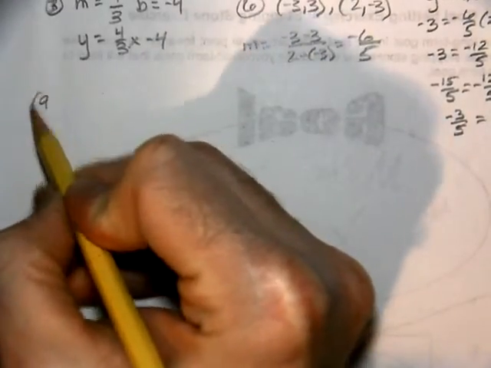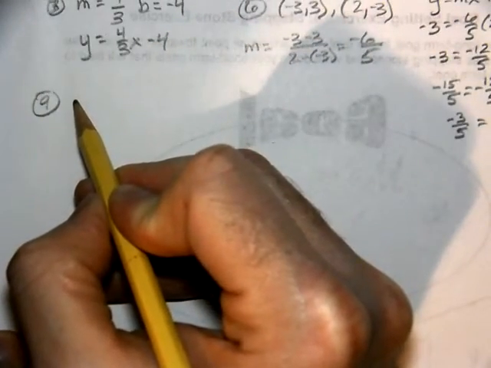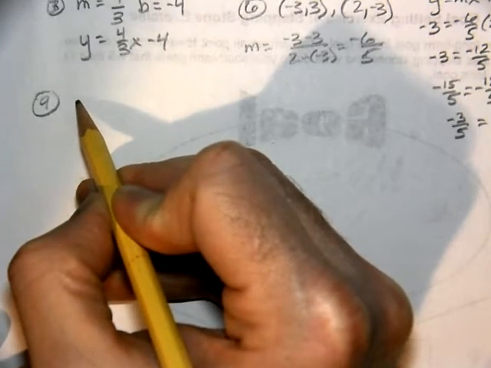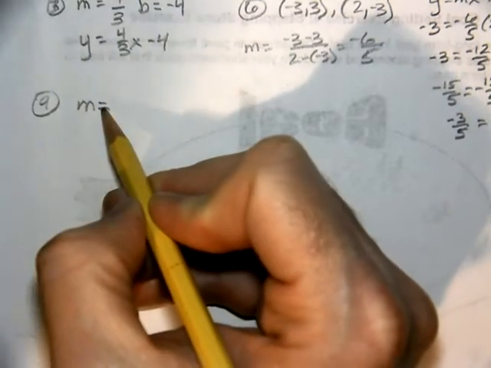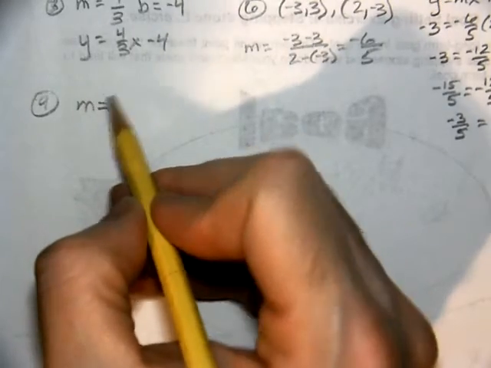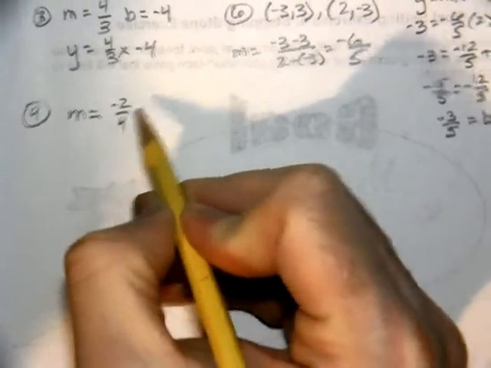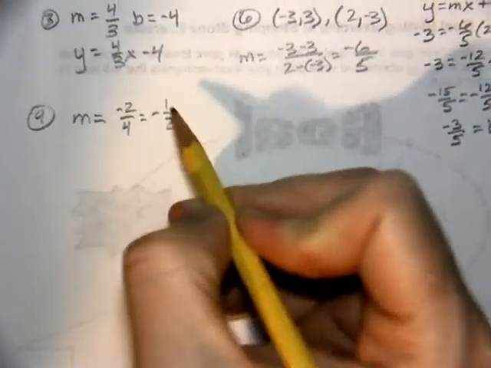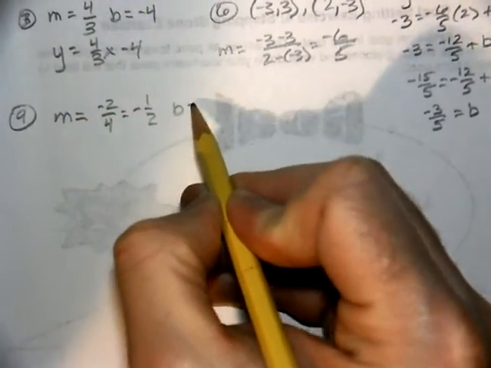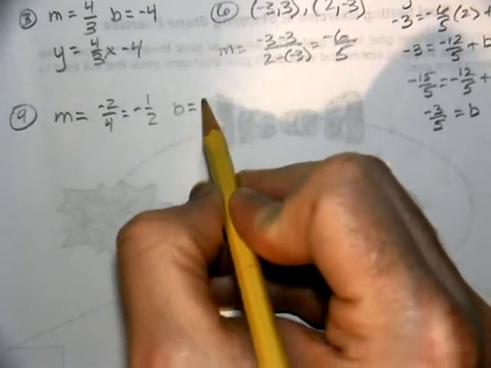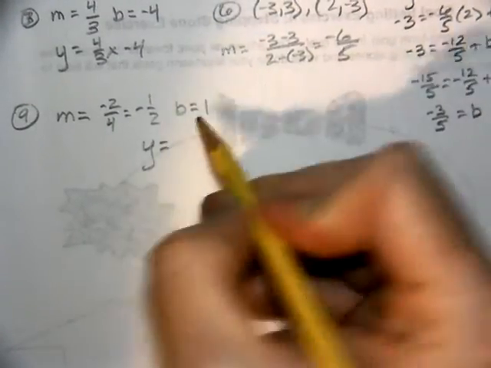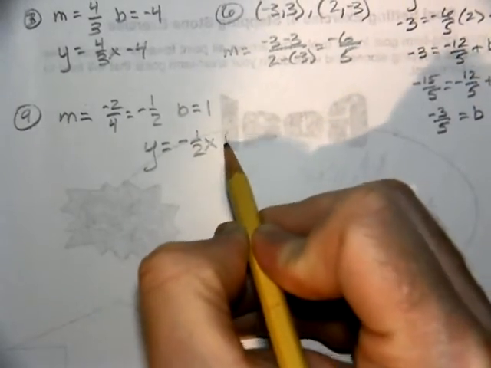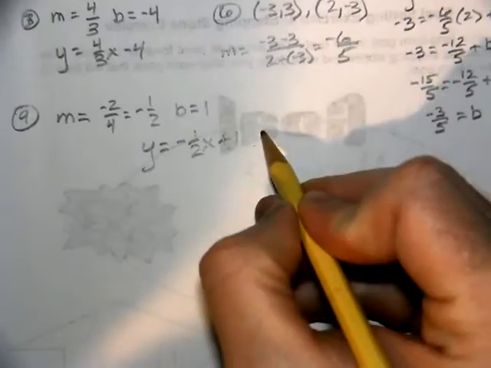Next, we're looking at number 9. We're looking for the equation of the line. So we know that we have a slope of negative 2 over 4, which reduces to negative 1/2. We have a y-intercept of 1. So our equation is going to be negative 1/2 x plus 1. So that looks like that is option B in the multiple choice for number 9.